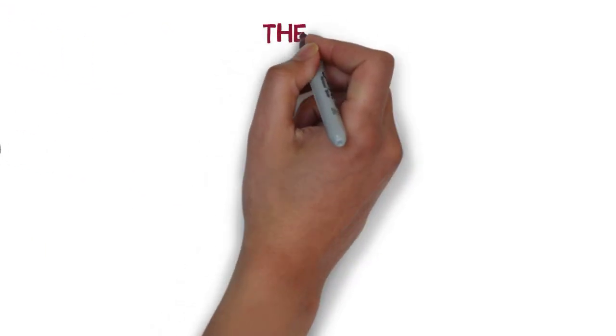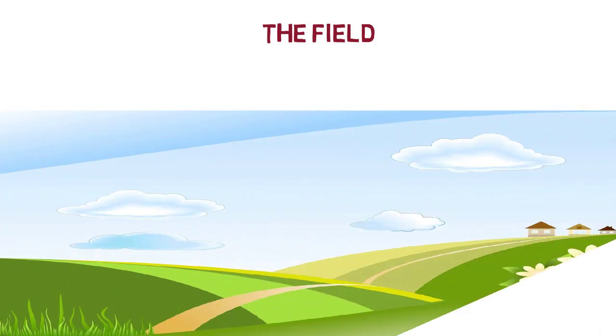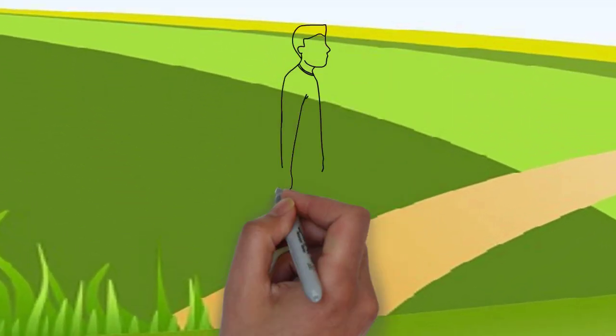And this is what I call the field. Imagine your subconscious mind like a big farmer's field. There is a road in the middle of the field and you are walking on that road.